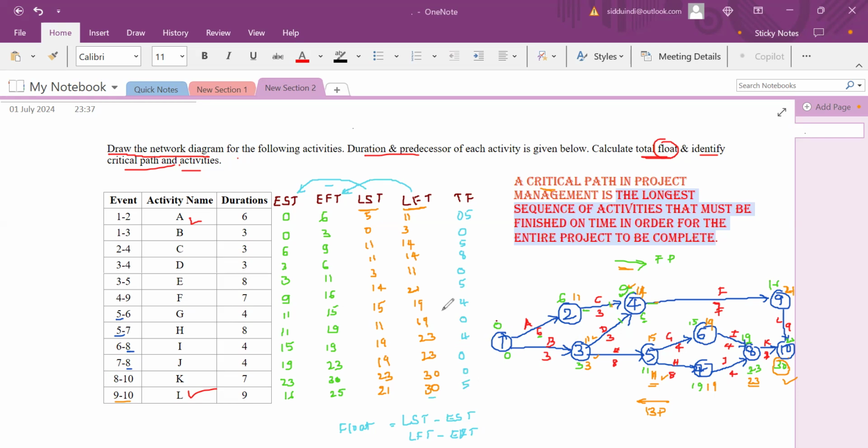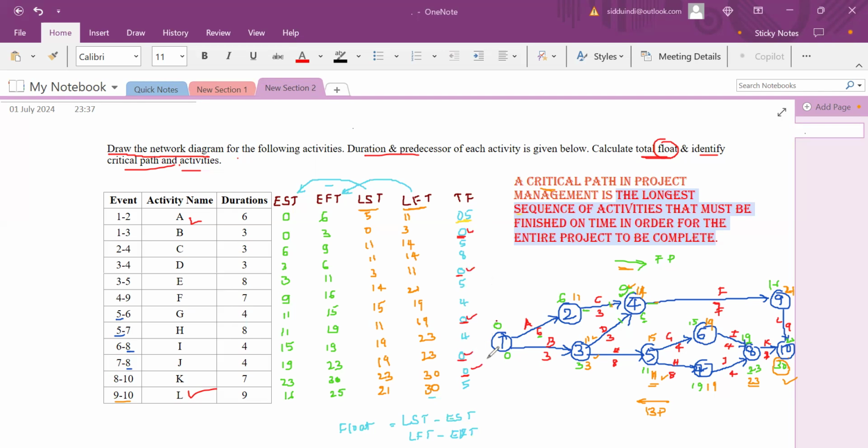If there is a float for a particular activity, it means we can start it early or delay it by 5 units, so that nothing will happen, which means it will not cost the project any more. Wherever the float is 0, we cannot avoid those activities while completing the project.